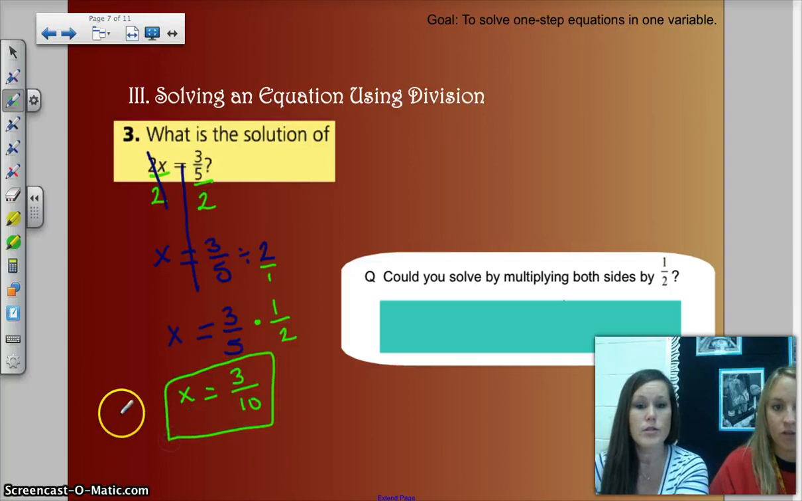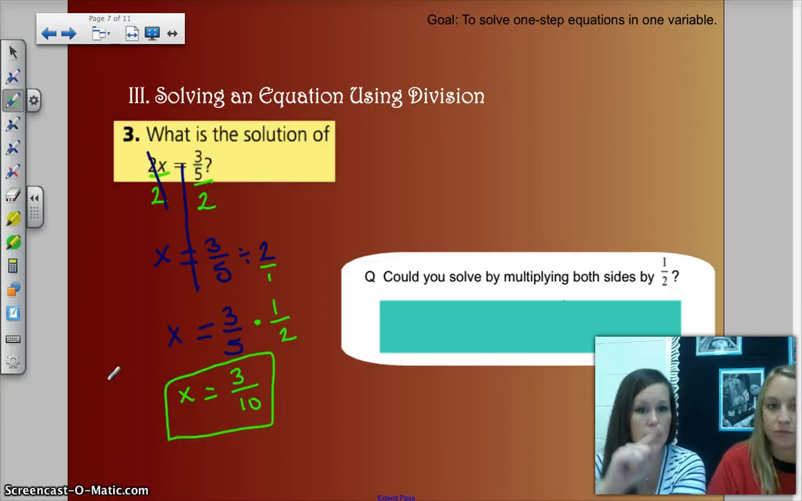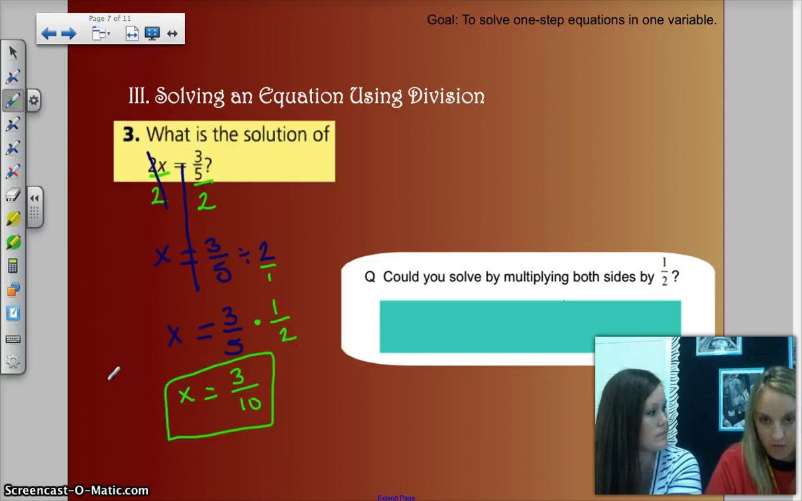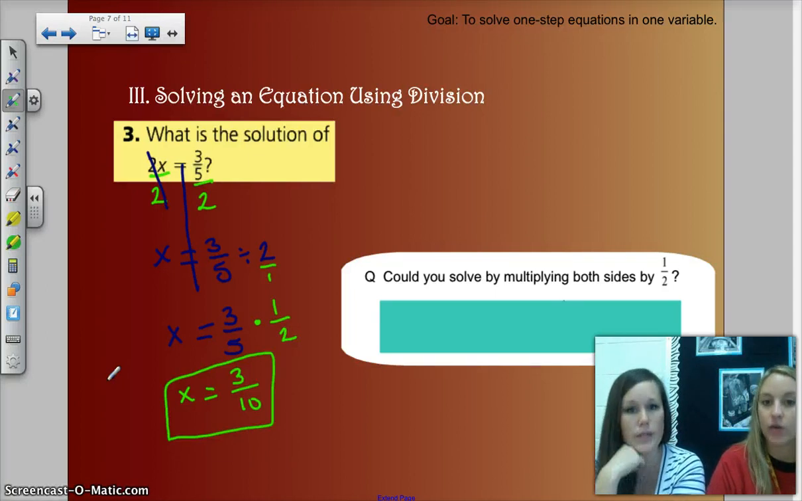Should we make it a decimal? Nope. Why not? Because this problem was fractions. It has to end in the form it started with. If there were decimals in the problem, we could do that.